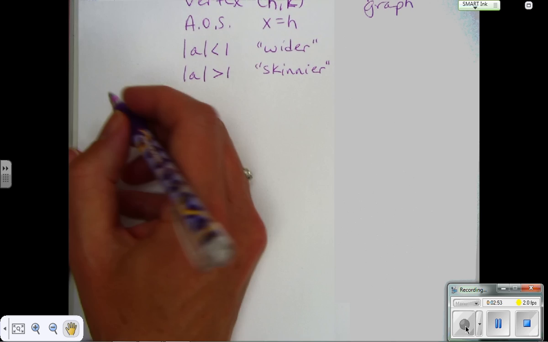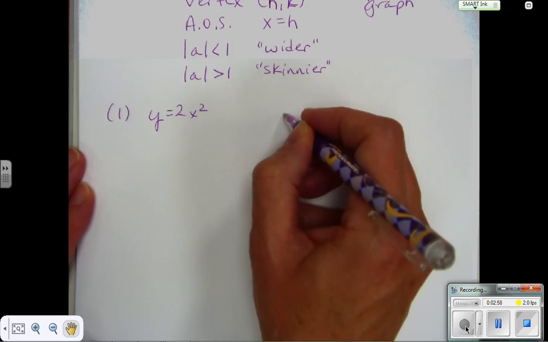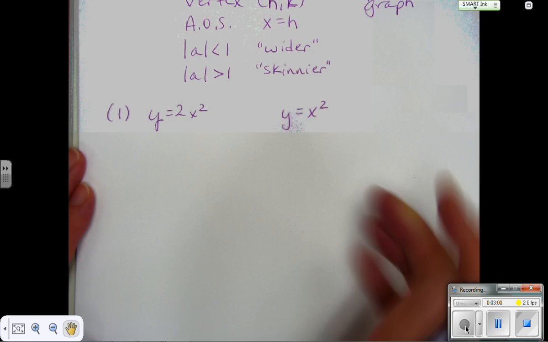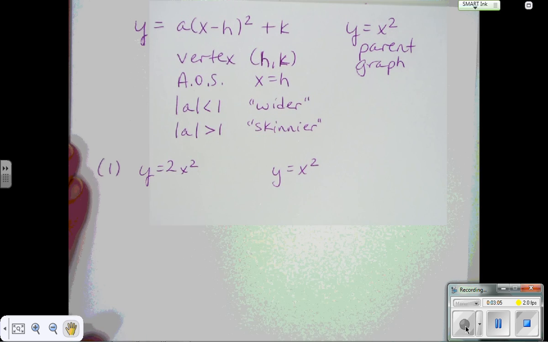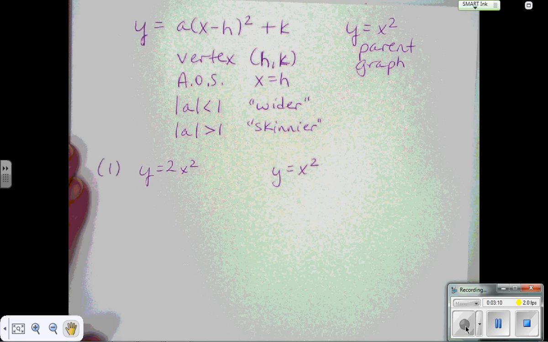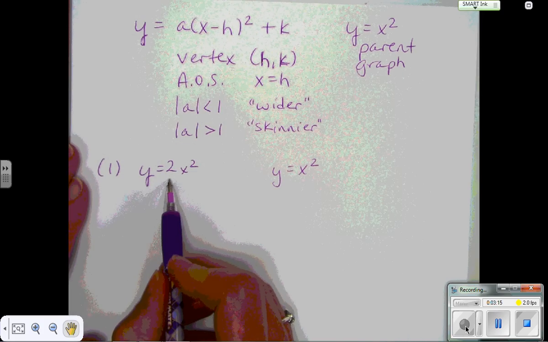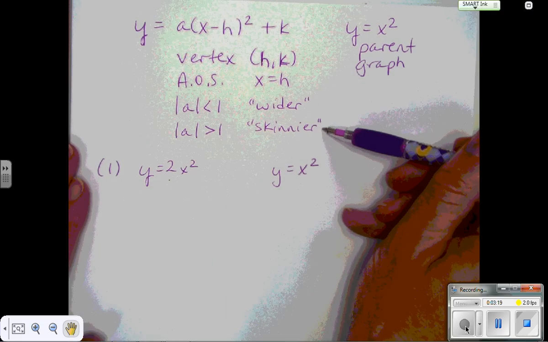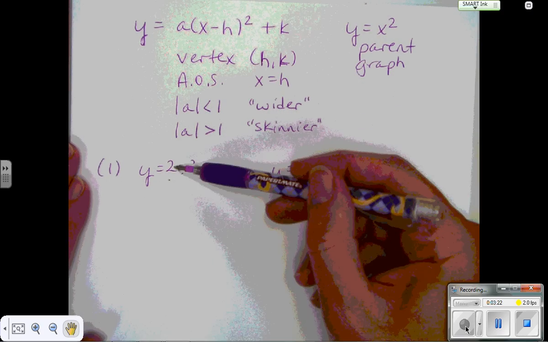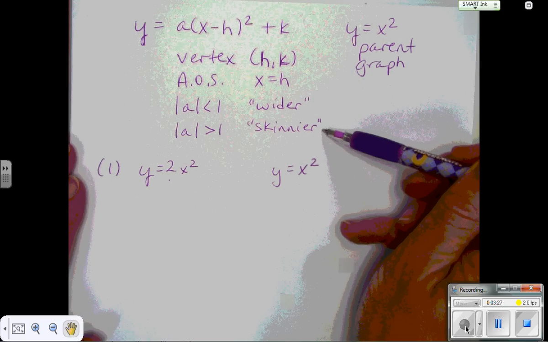So on number 1, y = 2x^2. So the parent graph is y = x^2. And I want to tell what transformation is taking place. So the vertex is not being moved. There's not an h and a k, so the vertex is still going to be (0, 0), but you do have this number in front of the x^2 that is going to either make it wider or skinnier. So since the absolute value of that number is bigger than 1, it's going to make your graph go up faster, which is going to make your graph skinnier.